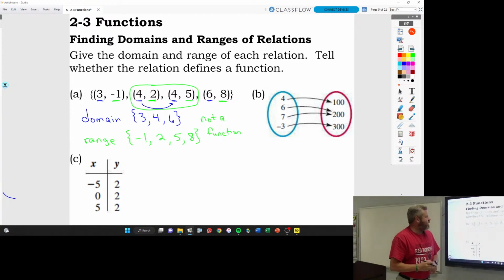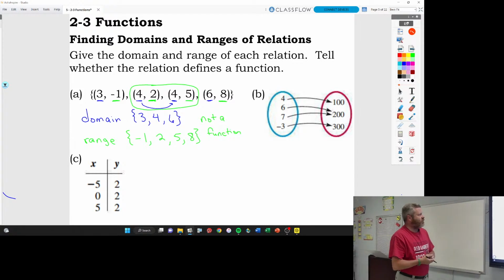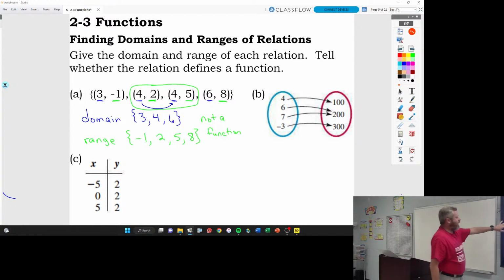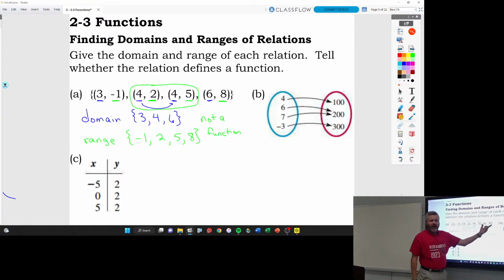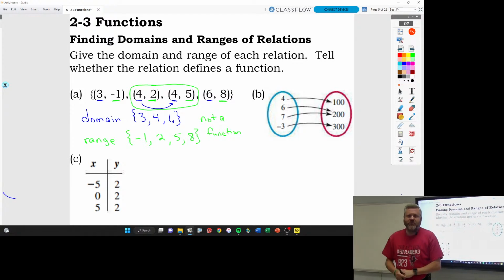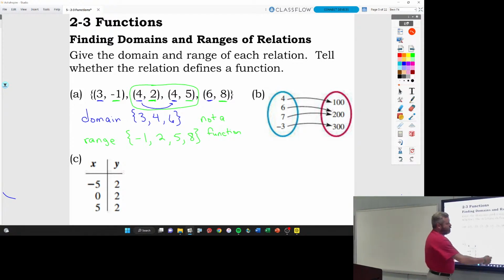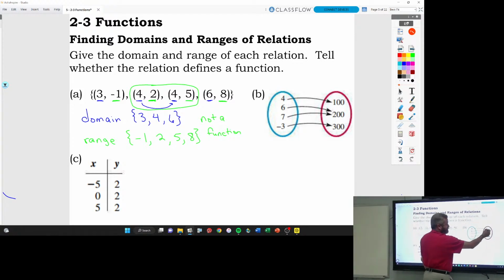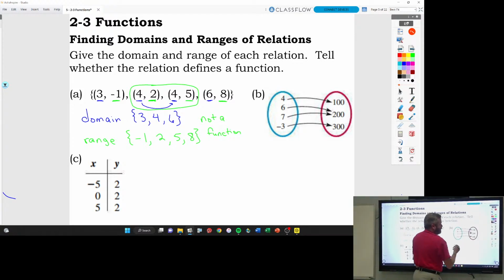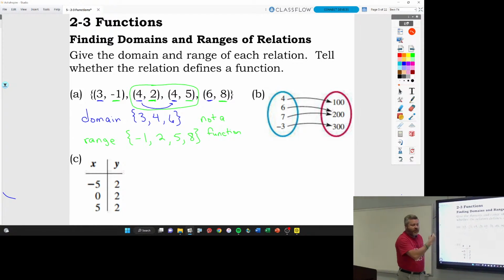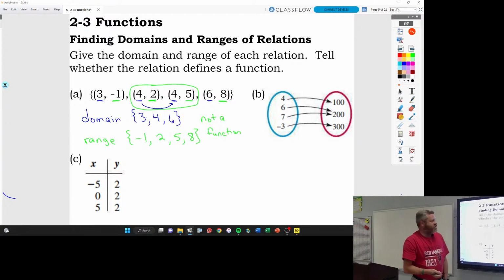Okay, so part B, give the domain and the range. This is another way of representing data. In part A, they represented data as a set of ordered pairs. In part B, we're looking at data that is actually referred to as a mapping. The first oval, 4, 6, 7, and -3, those are my x values, and those map to 100, 200, and 300. So 4 goes to 100, 6 goes to 200, 7 goes to 200, and -3 goes to 300.